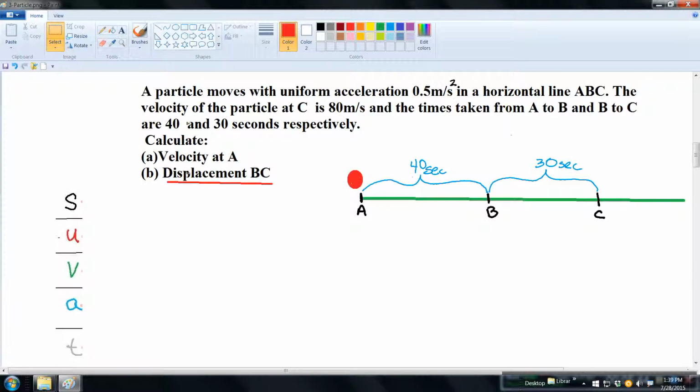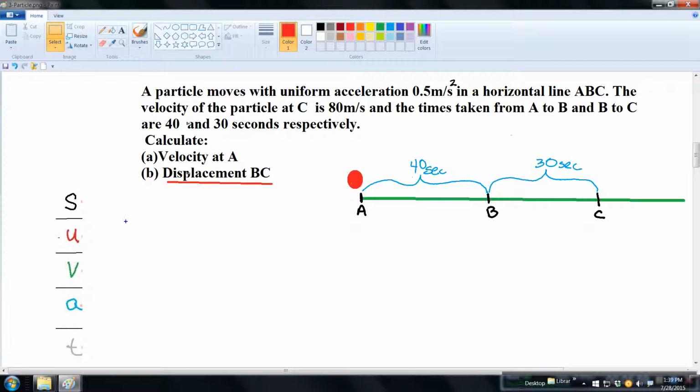So our second part of the problem is finding the displacement between B and C. Okay, so we have to be careful this time. What do we have? We actually have found some information in the first part of the problem.